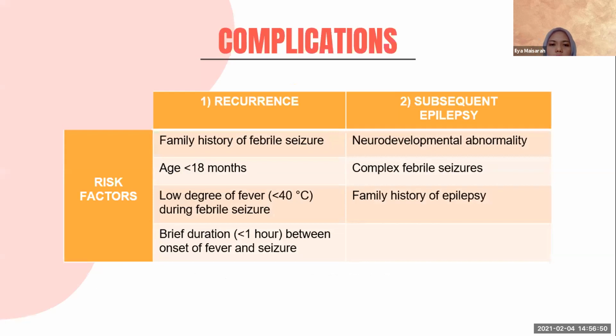The next one is the complication. For febrile seizure, there are two complications: the recurrence and also the subsequent epilepsy. The risk factors for recurrence of the febrile seizure are: the child has a family history of febrile seizure, age is less than 18 months old, they have a low degree of fever, less than 40 degrees Celsius, during febrile seizure, and a brief duration, less than 1 hour, between onset of fever and seizure. Next, the risk factors for subsequent epilepsy are when they have a neurodevelopmental abnormality, or complex febrile seizure, or family history of epilepsy.